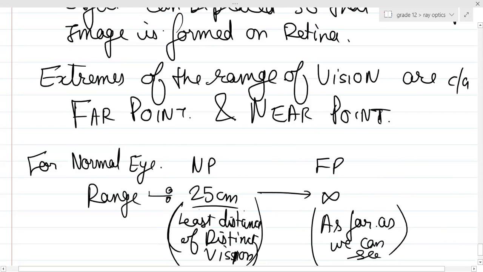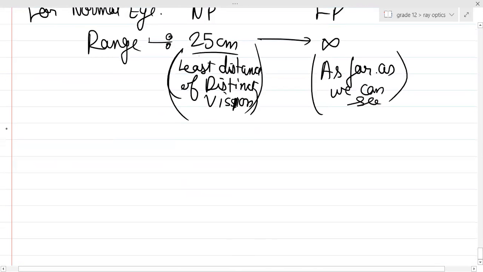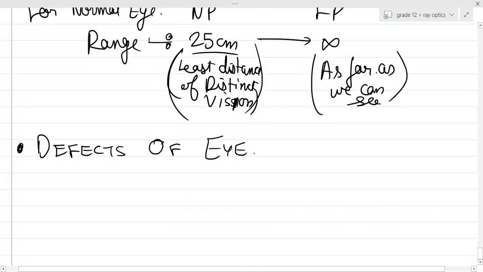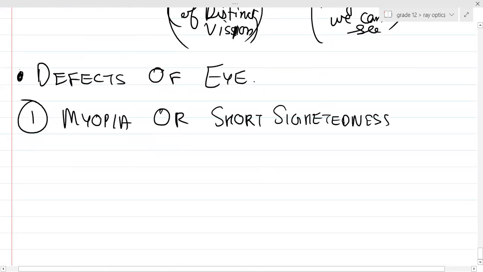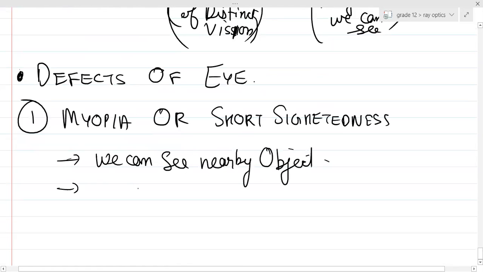Write this down. Let's start with the defects of the eye. Guys, all of you are aware of the defects of the eye, right? I'll try to write it in short. First is called myopia, also called short-sightedness. In the case of myopia, we can see nearby objects, right? Far away objects appear to be blurred, right?